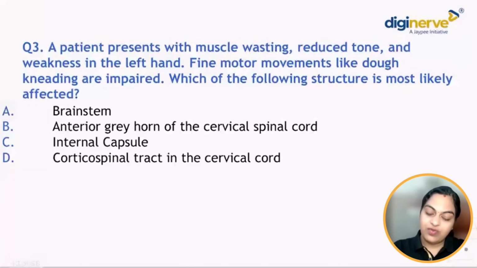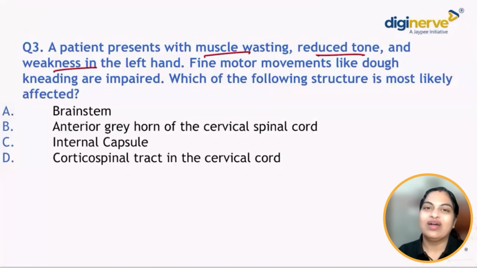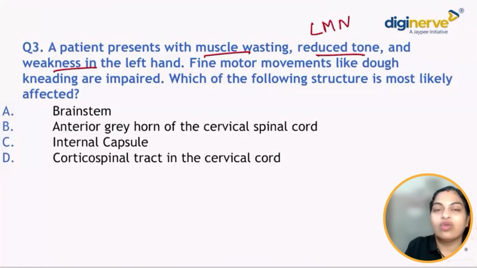A patient presents with muscle wasting, reduced tone, and weakness in the left hand. Fine motor movements like the buttoning are impaired. Which of the following structures is most likely affected? So, muscle wasting, reduced tone, weakness. Hypotonia, paralysis, flaccid type of paralysis all point towards lower motor neuron type of palsy, right?